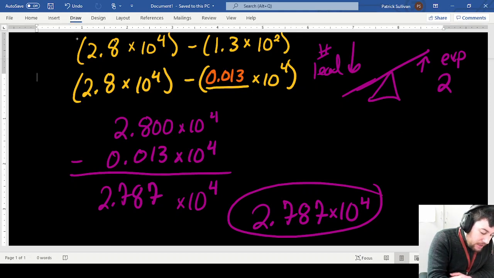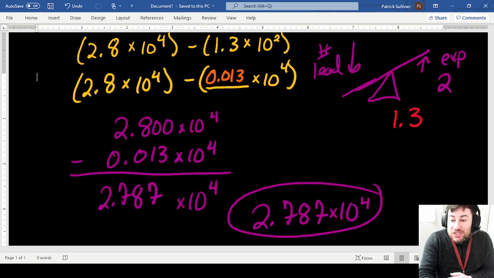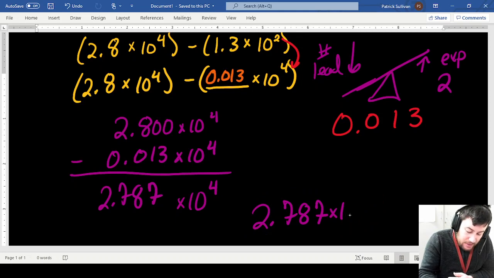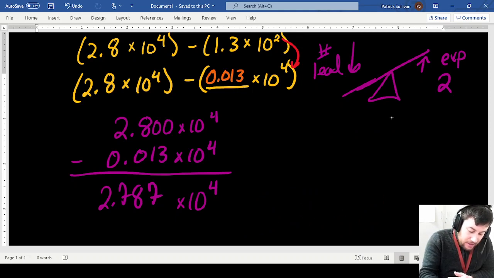So again, I'll go through it. I have 1.3, that was my original lead number. And then in order to decrease it, to in essence compensate from going from a 2 to a 4 in my exponent, I need to move my decimal place to the left, 1, 2, all right? And then my new number is 0.013, okay?